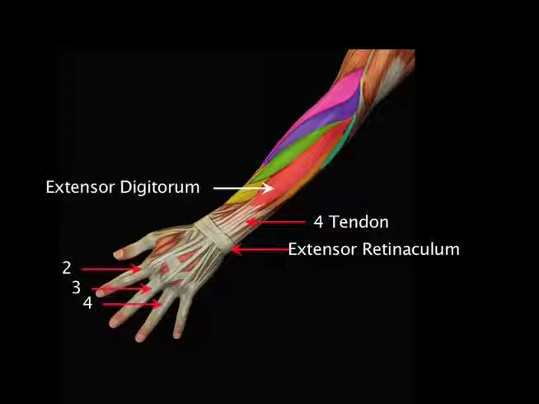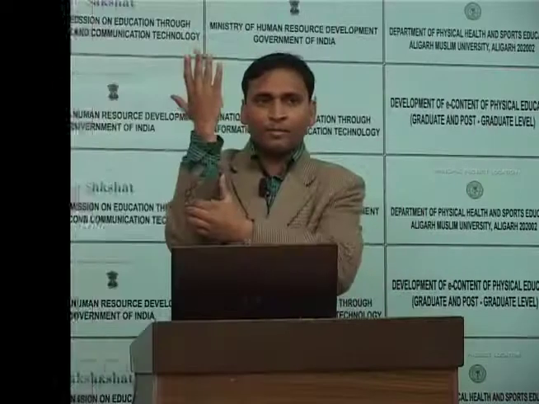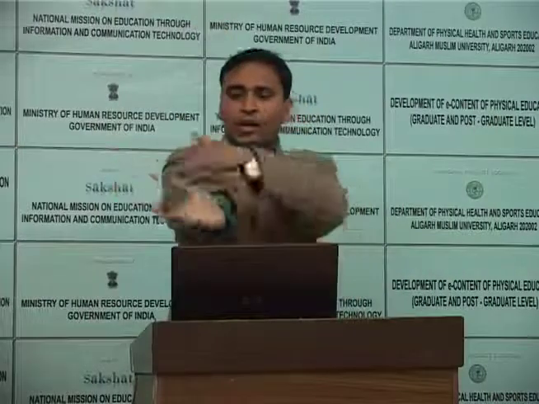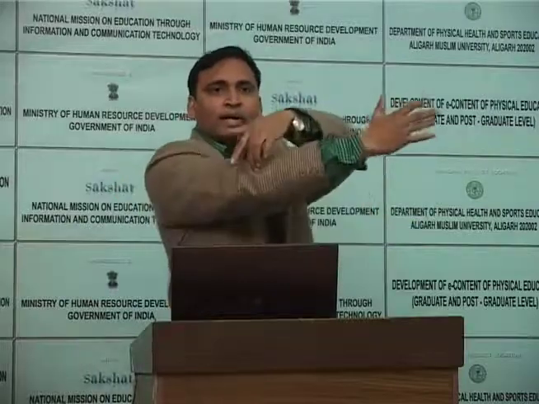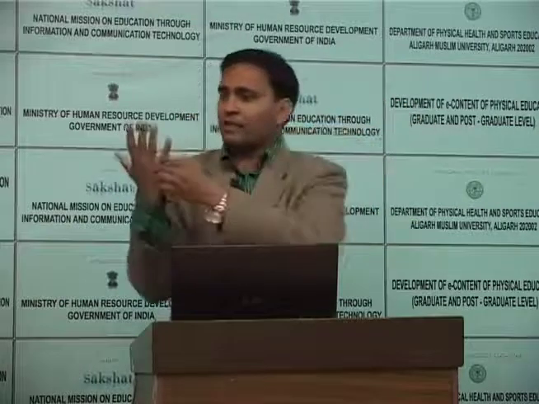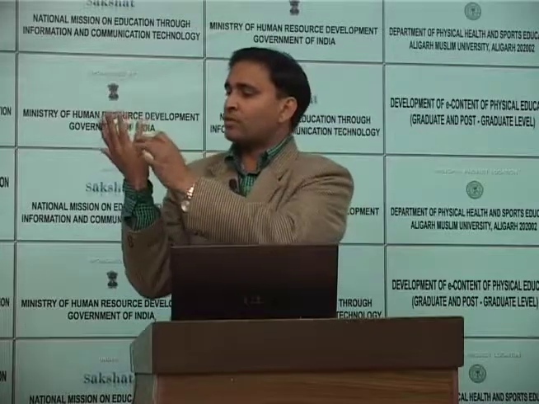First, second, third, fourth, fifth. So all the tendons are coming from the lateral epicondyle. This is our lateral epicondyle. They are coming from here, coming down in 4 different tendons and inserting over the base of the second phalanx.